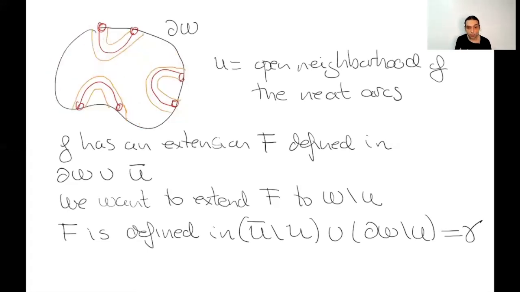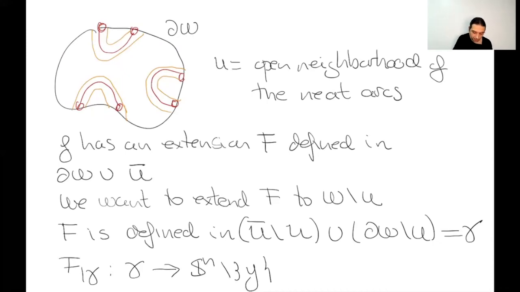Okay, and we want to extend it. But we have an advantage, and it's that when we consider F restricted to gamma, okay, this map does not contain Y in its image, because the preimage of Y by this map is the union of the neat arcs, okay? And gamma does not contain points in the neat arcs.